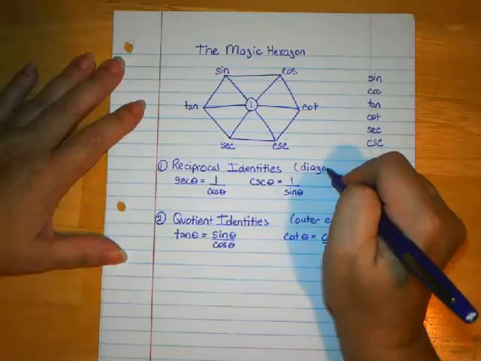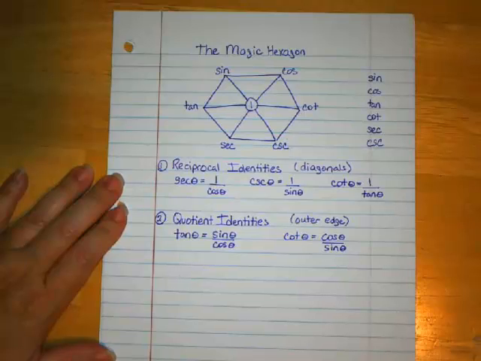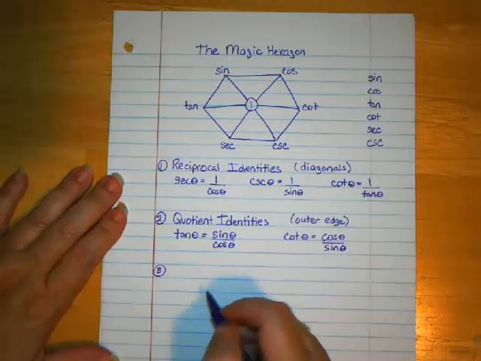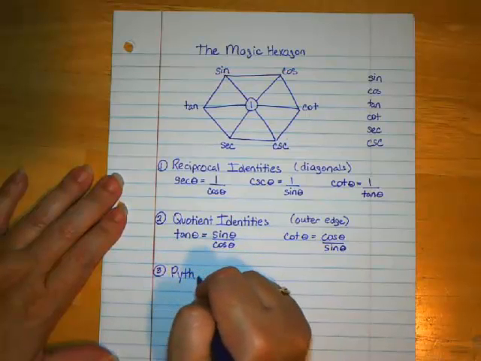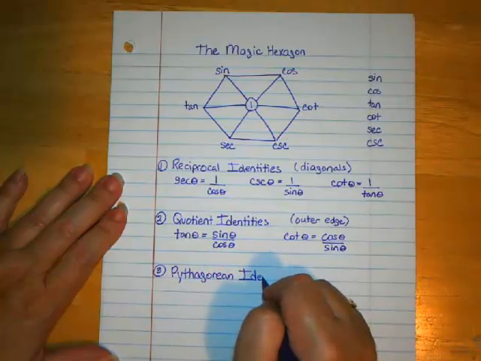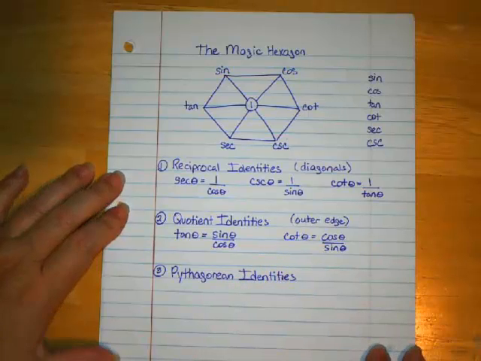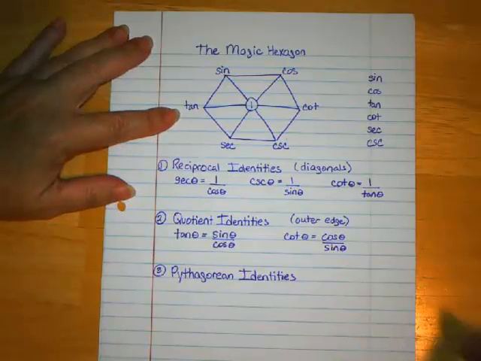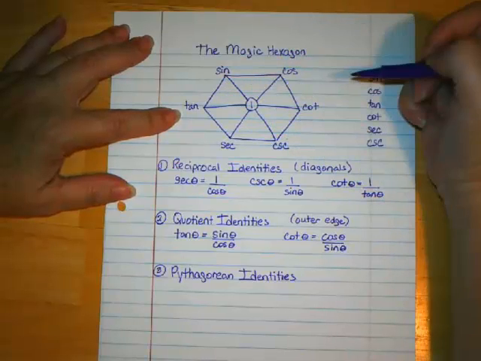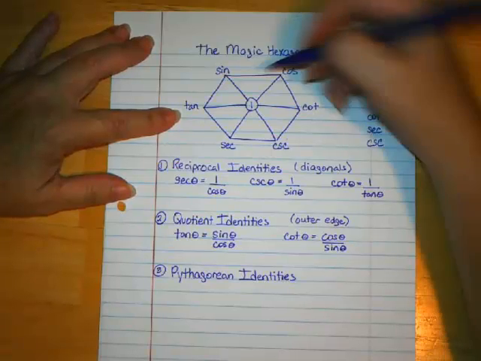The third and final set of identities are the Pythagorean identities. And as you might as well guess, these come from the Pythagorean theorem. Now, the Pythagorean identities are actually a little more embedded in the hexagon. As you notice, there are 6 separate individual triangles here. We are looking specifically on the triangles where the bases are at the top. So we're looking at this triangle here, this triangle here, and this triangle here.